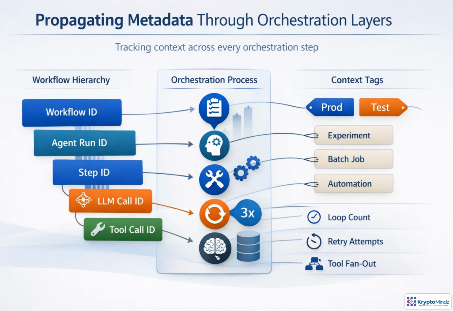Orchestration is where attribution often breaks. One agent run can branch into plans, tool calls, model calls, retries, memory lookups, and evaluations. The fix is to carry the same allocation context through every nested action. Start with a workflow identifier, then add agent run, step, and individual LLM or tool call identifiers. Tag the purpose of the traffic as well: production, test, experiment, batch, or automation. Finally, capture orchestration drivers like loop count, retry attempts, tool fanout, and approval gates. Together, these details give cost data a full execution path.